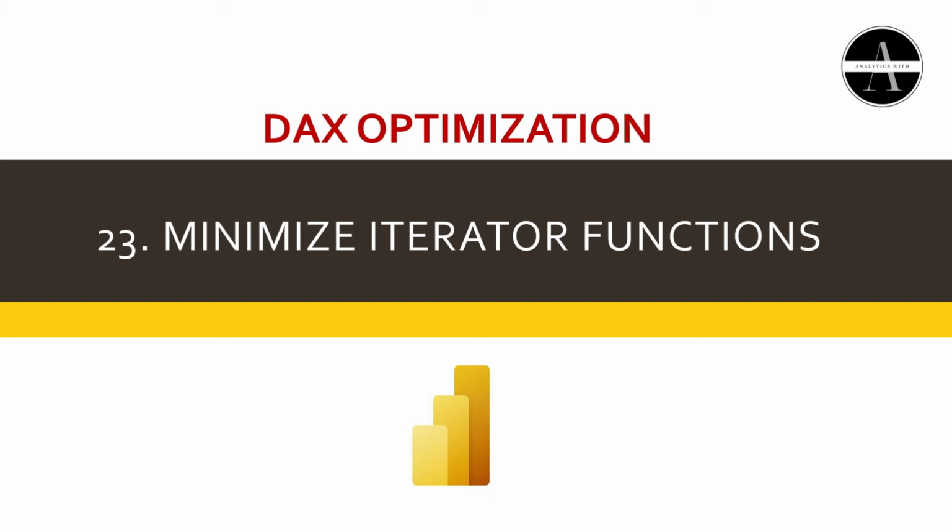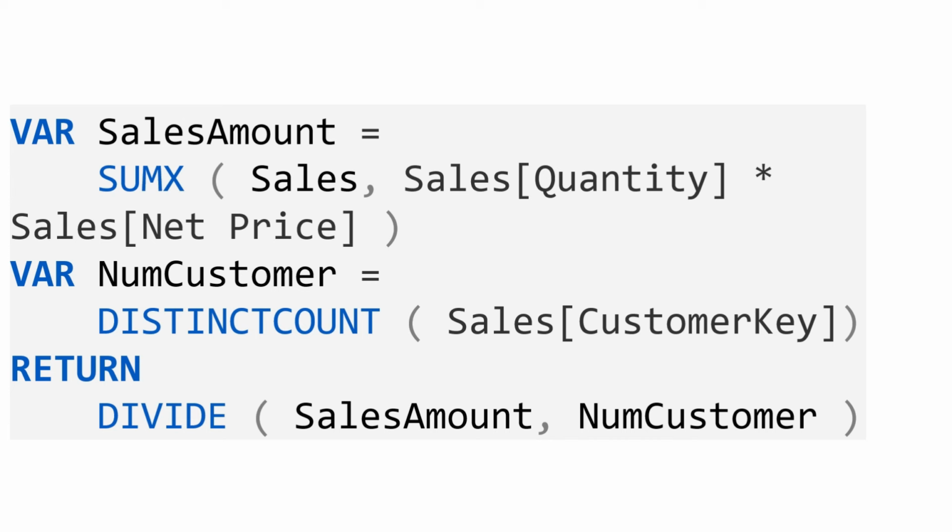Point number 24. Convert multiple measures to variables. Another excellent DAX optimization technique is using variables. Instead of writing a DAX expression that calculates the same value multiple times, store those intermediate results in variables using the VAR and RETURN functions. This prevents redundant calculation and improves the overall efficiency of your DAX formula. For example, calculating a sum or a count once and then reusing it in your formula will reduce the time Power BI takes to process your query.